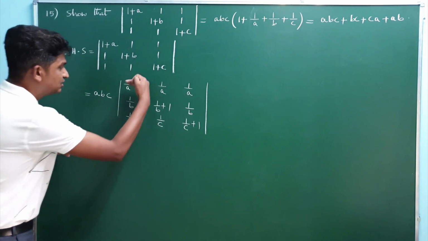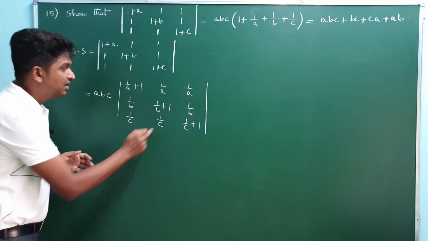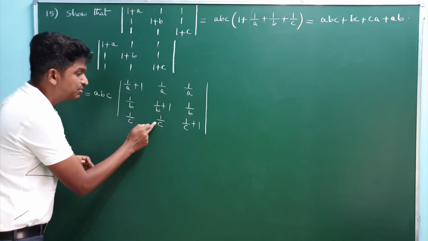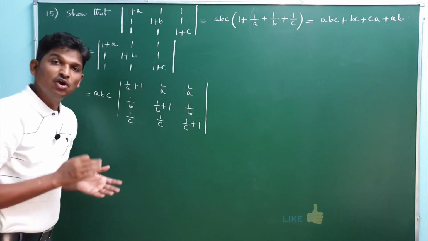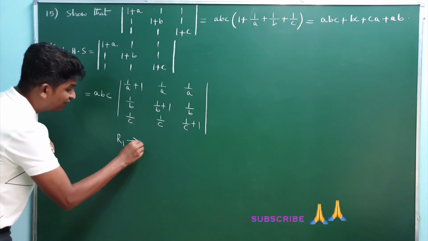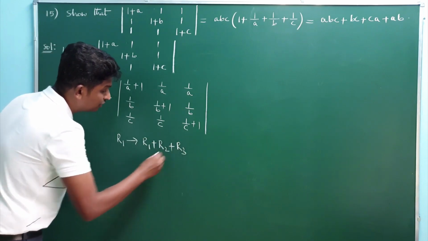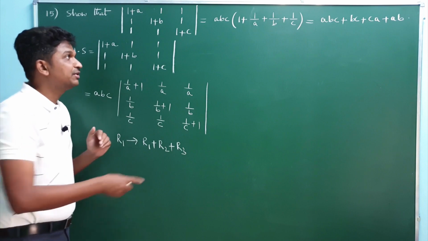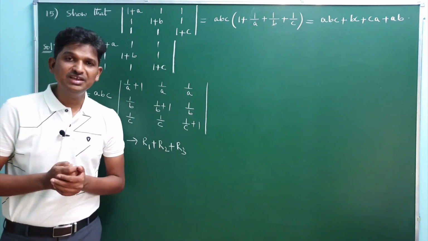You observe this row-wise: 1 plus 1 by A plus 1 by B plus 1 by C, in each row. What idea did you get here? You must get this idea that when I add R1 plus R2 plus R3, all the corresponding elements give 1 plus 1 by A plus 1 by B plus 1 by C. So further we can do this problem very easily.